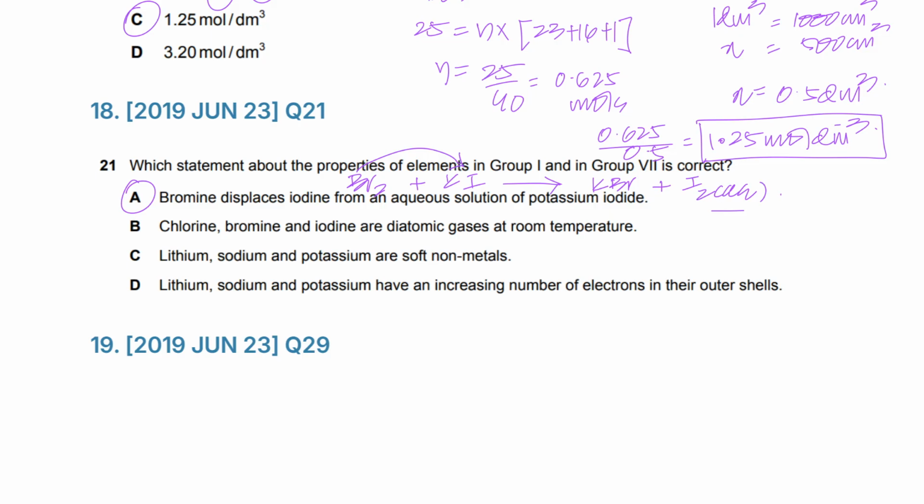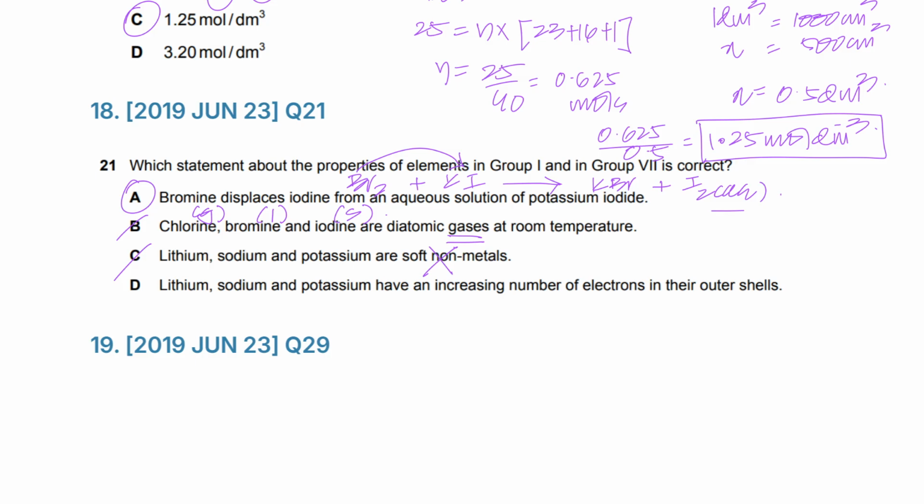Chlorine, bromine, iodine are diatomic gases. They're not diatomic gases at room temperature. They are diatomic, but chlorine is a gas, bromine is a liquid, and iodine is a solid. Lithium, sodium, and potassium are soft non-metals. No, they're soft metals, not non-metals.